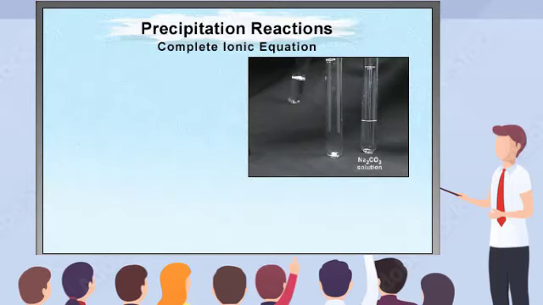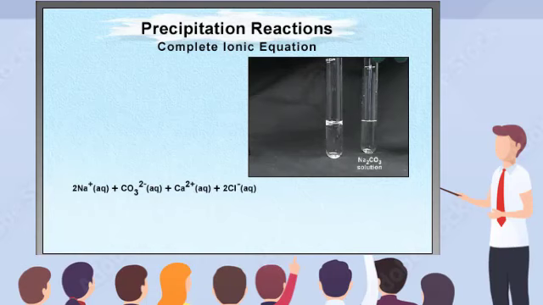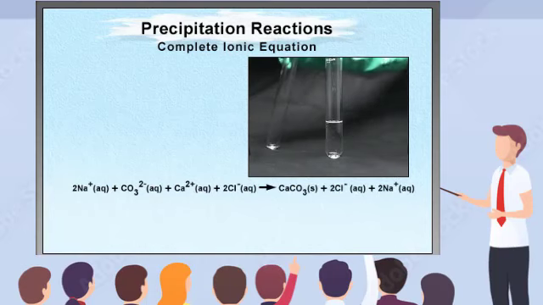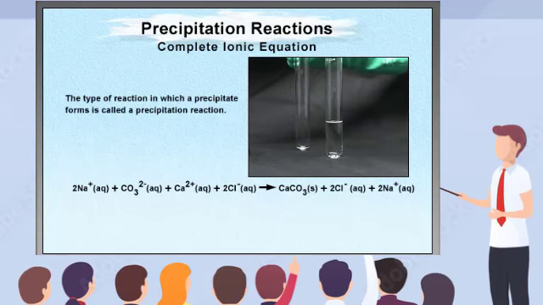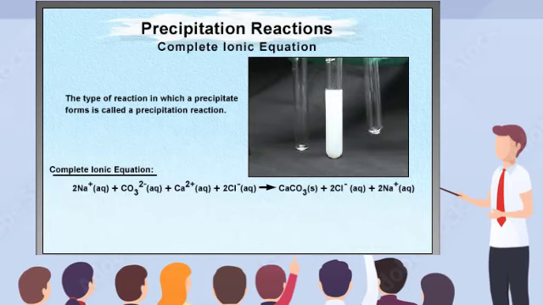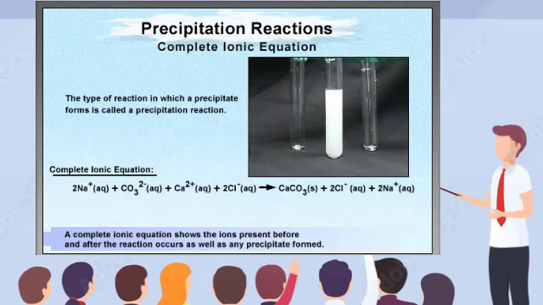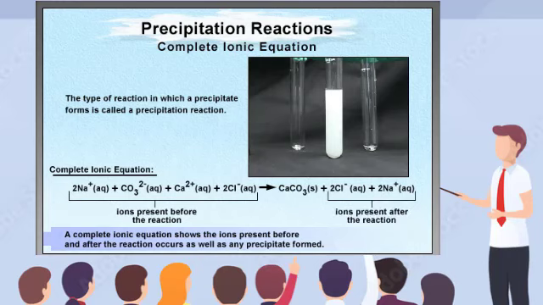The type of reaction in the previous scene, in which a precipitate forms when two solutions containing different ionic compounds are mixed, is called a precipitation reaction. Precipitation reactions can be written as complete ionic equations and net ionic equations. A complete ionic equation shows the ions present before and after the reaction occurs, as well as any precipitate formed. In the last scene, you identified the ions and the precipitate. This information allows you to write the complete ionic equation.